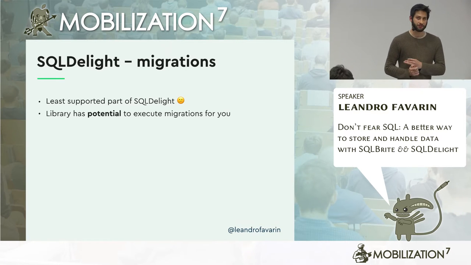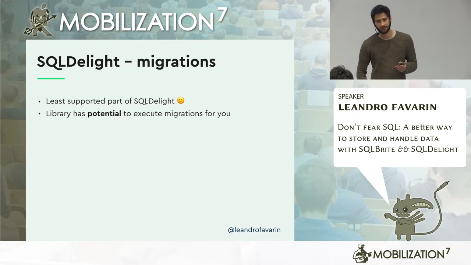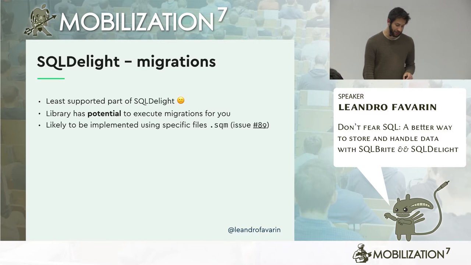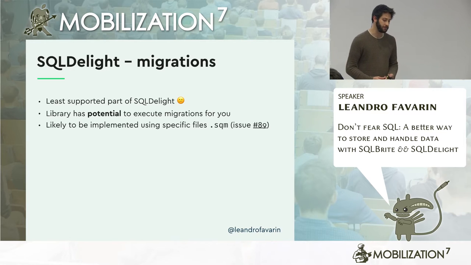The library has potential to do everything for you because it knows exactly how your statements are defined. So it could potentially even do migrations for you. It does not yet, but there is this issue on GitHub that Jake Wharton has been discussing, and they might implement this at some point in the near future.